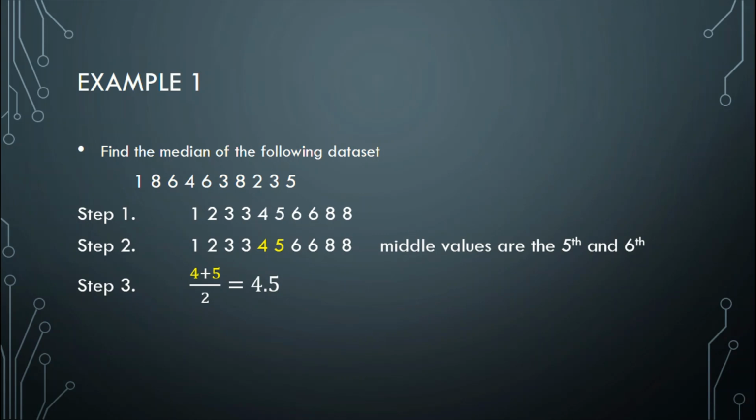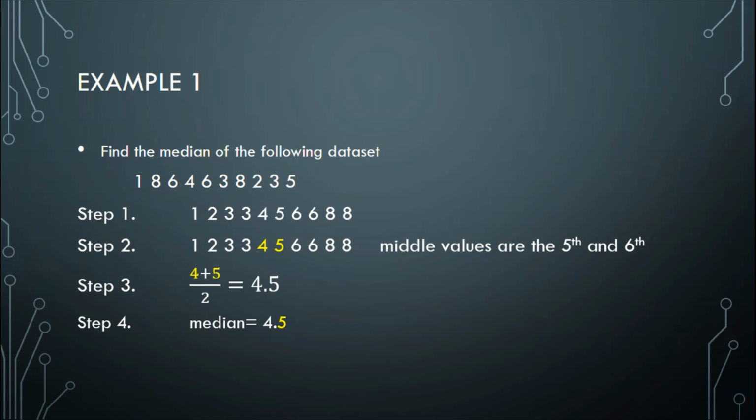You will notice that 4.5 has one significant figure more than our raw data, which had only one significant figure. So our median now, in our fourth step, is 4.5, which has two significant figures, just one more than that of our raw data, where individual data values had just one significant figure.